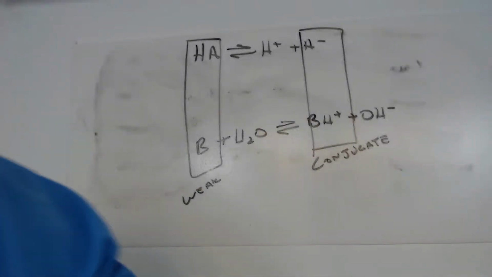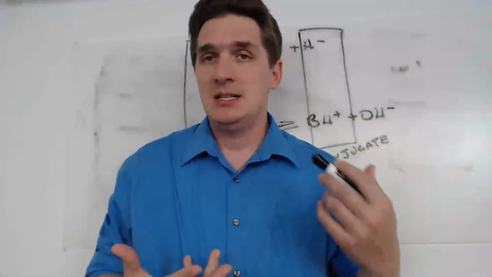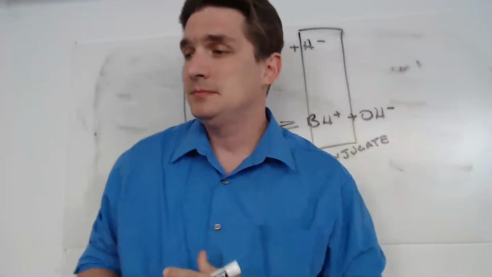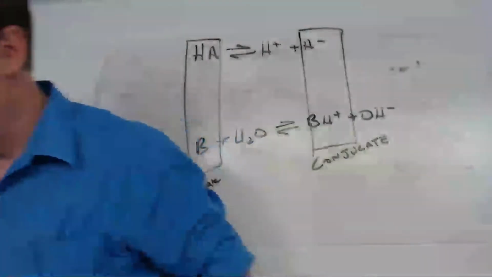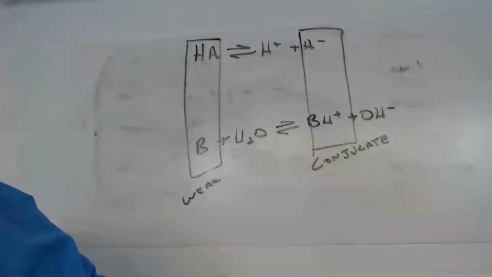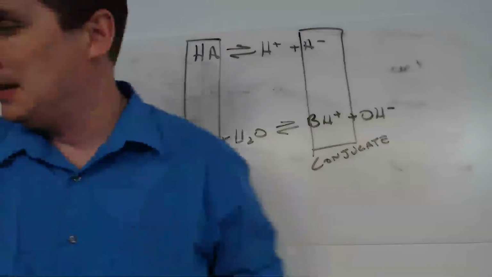Some of the other examples, which of the following are buffers? It's basically asking you, well, okay, where's the conjugate acid? H2SO3 going back and forth to HSO3- and H+.